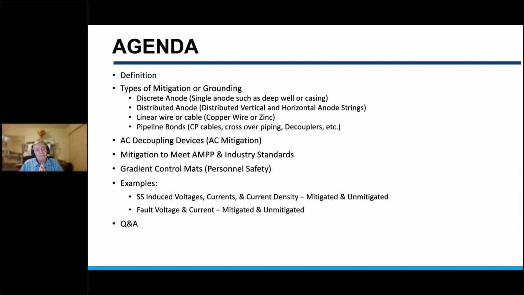And probably the biggest one that we get a lot of questions on is pipeline bonds. When do we use them? How do we connect them? Where are they? What areas need to be done, and why do they need to be done? We'll discuss that. We'll talk about decoupling devices, AC mitigation, and some of the old cells that we used to use, with potassium chloride, and why they went out of favor. Mitigation to meet the AMP or industry standards, gradient control mats, and then I have some examples to show.